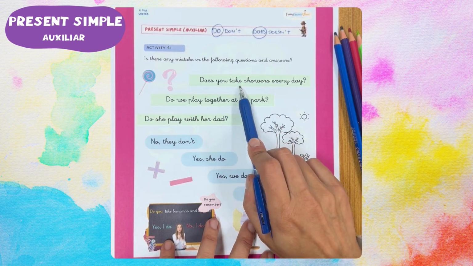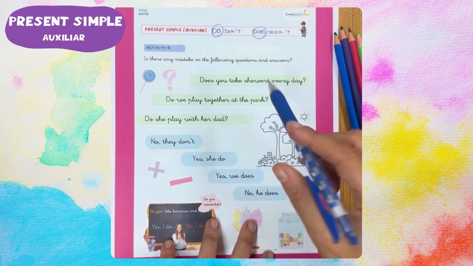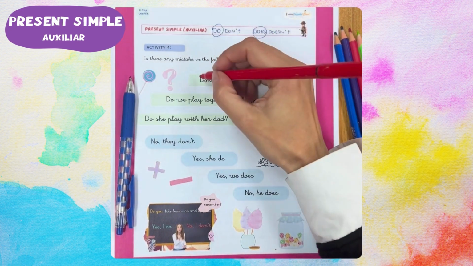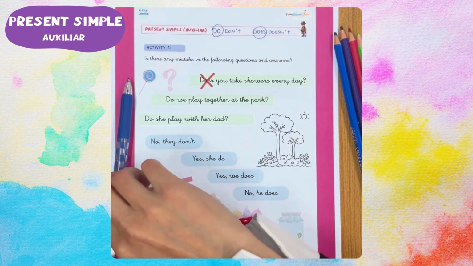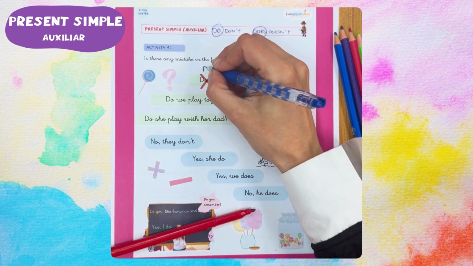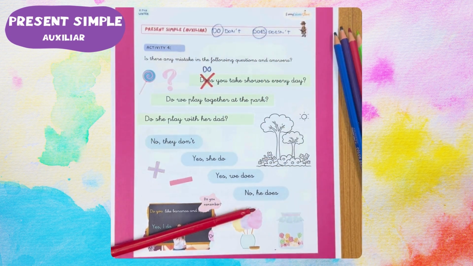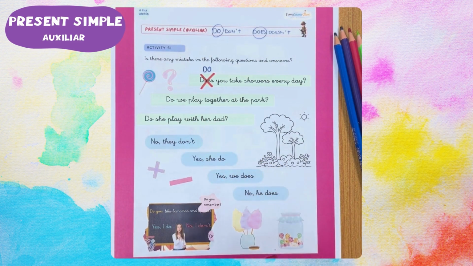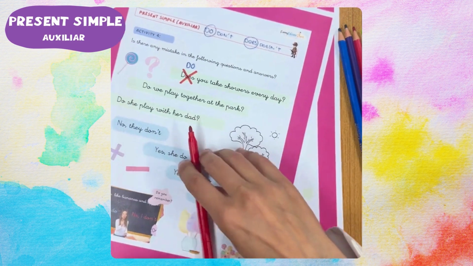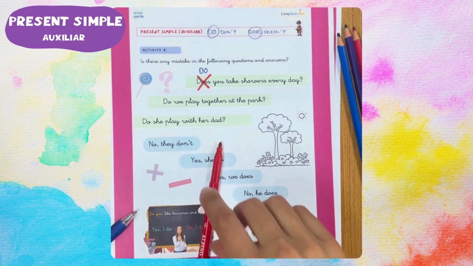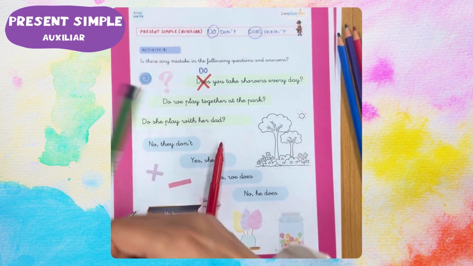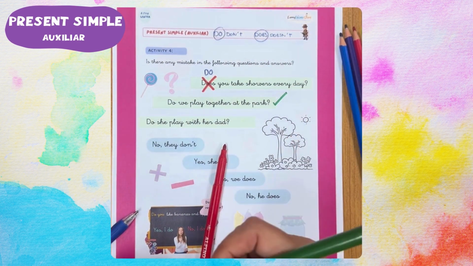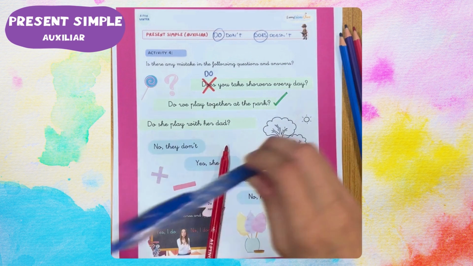Does you take or do you take? It's do. So I'm going to beep. Right, do. Do you take showers every day? Then, do we play together at the park? Yes, this is okay. Oops, sorry. This is okay. So I'm going to take the green marker and just do a stick like this. Yay! Well done.